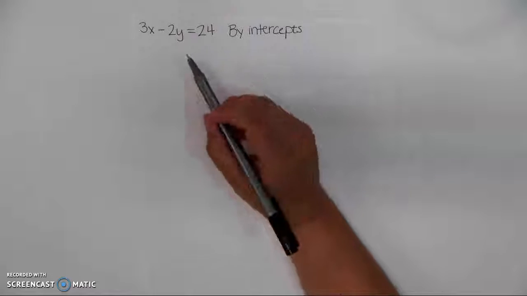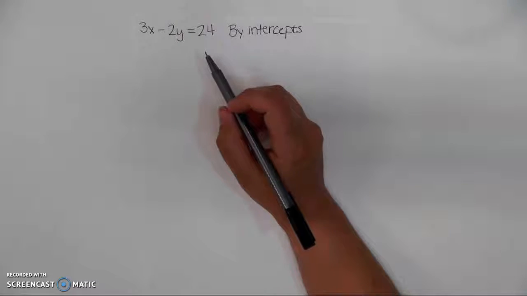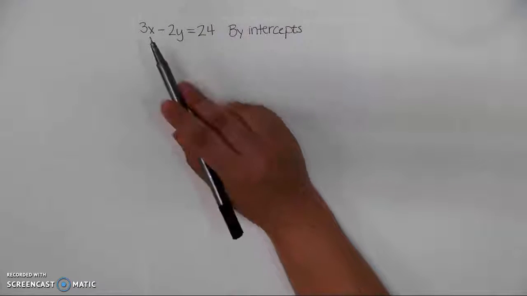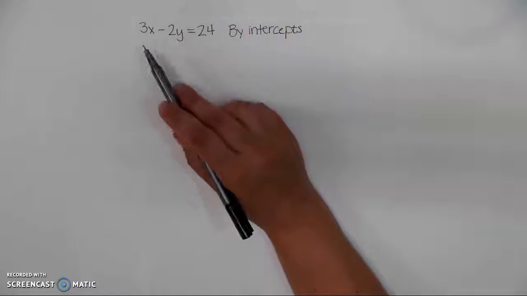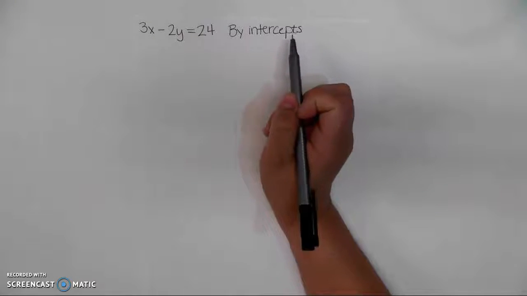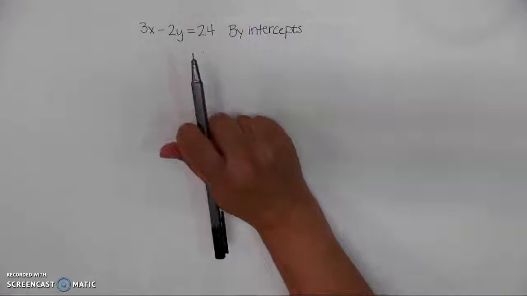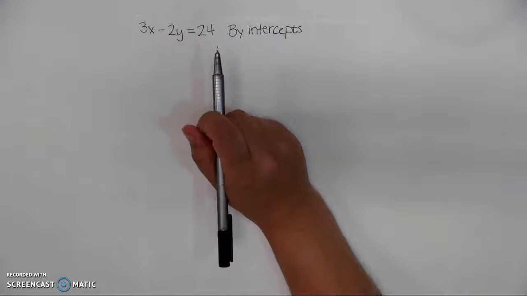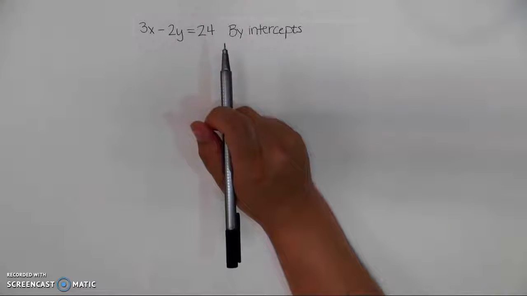All right, so we're going to talk about two ways to graph linear equations that are in standard form. So here's standard form with x and y on the same side. And I'm going to solve this method by intercepts, which means I'm trying to find the x and the y intercept. Now, if you remember about the x and the y intercept, the x-intercept is where y equals 0.